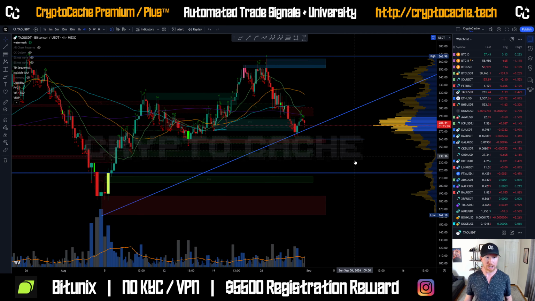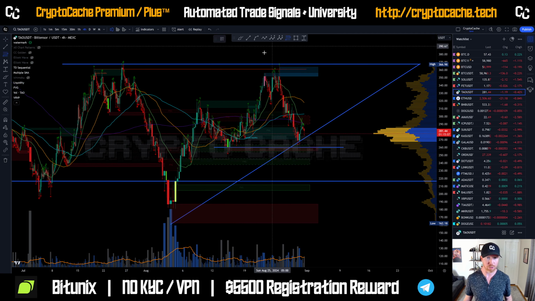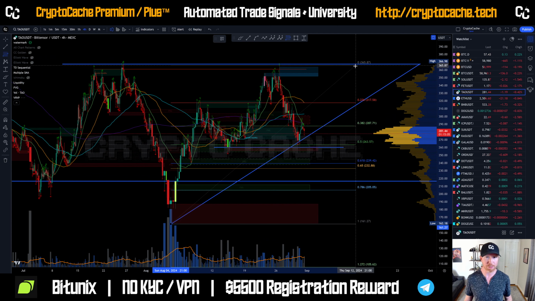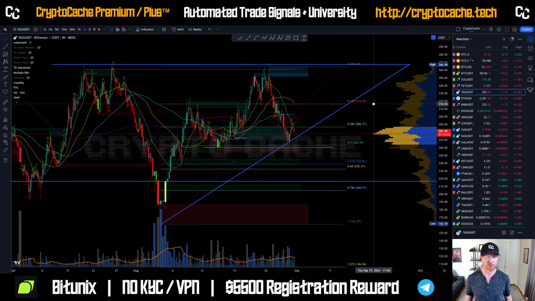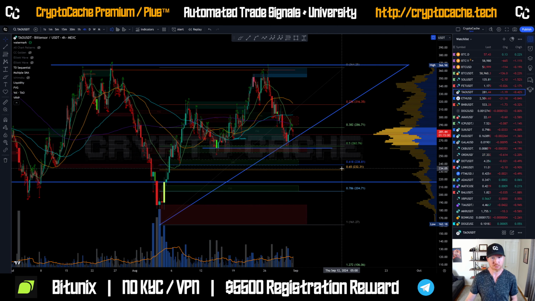Let's quickly draw out our fib levels here. We're just going to go with our more local fibs. We can do macro fibs later if we need to, but at this point we're just going to get perspective on how much further it could pull back.